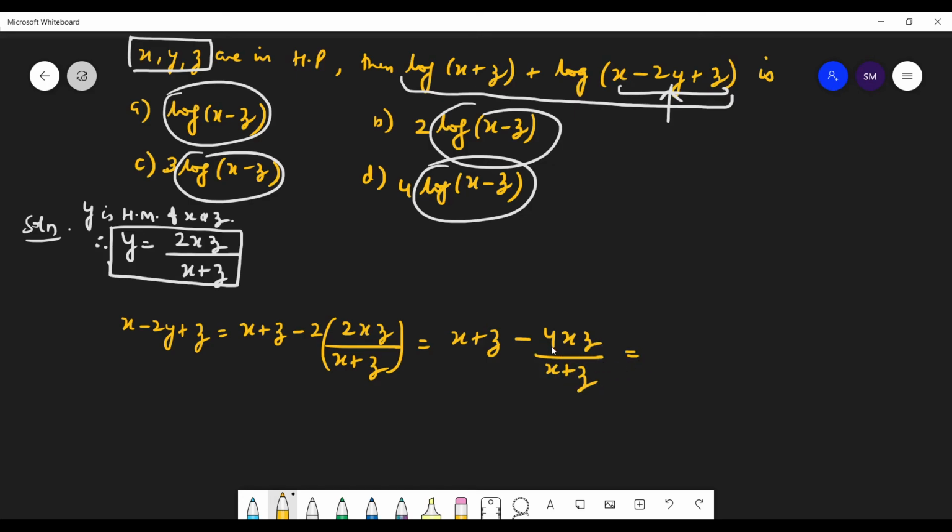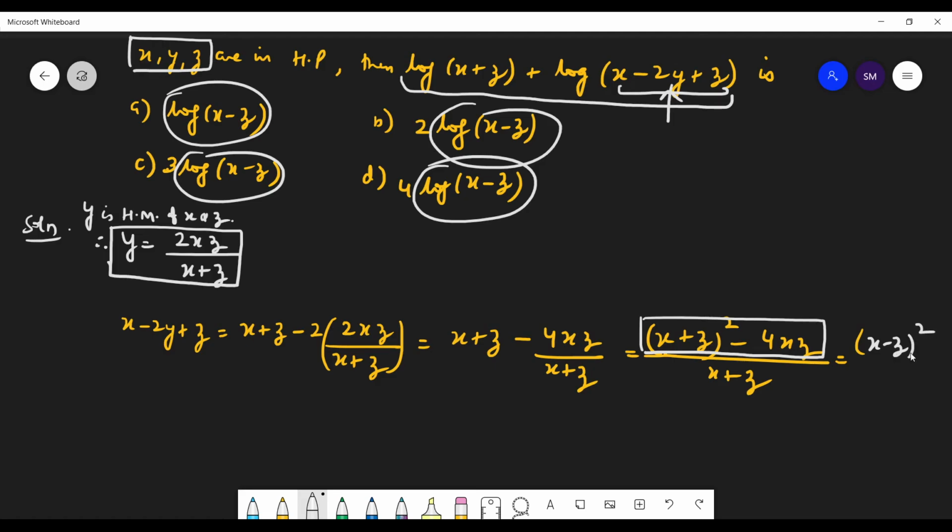And see, this is... so what you can do here, this is x plus z whole square minus 4xz divided by x plus z. Do you remember this formula, students? You have a formula here. Tell me, what do we get here? Yes? X minus z whole square. Very good. So that's x minus z whole square.